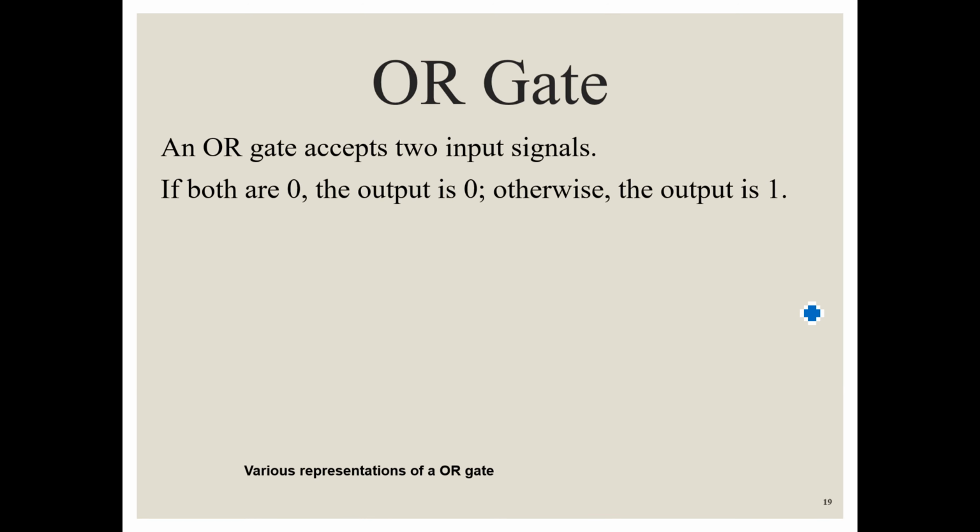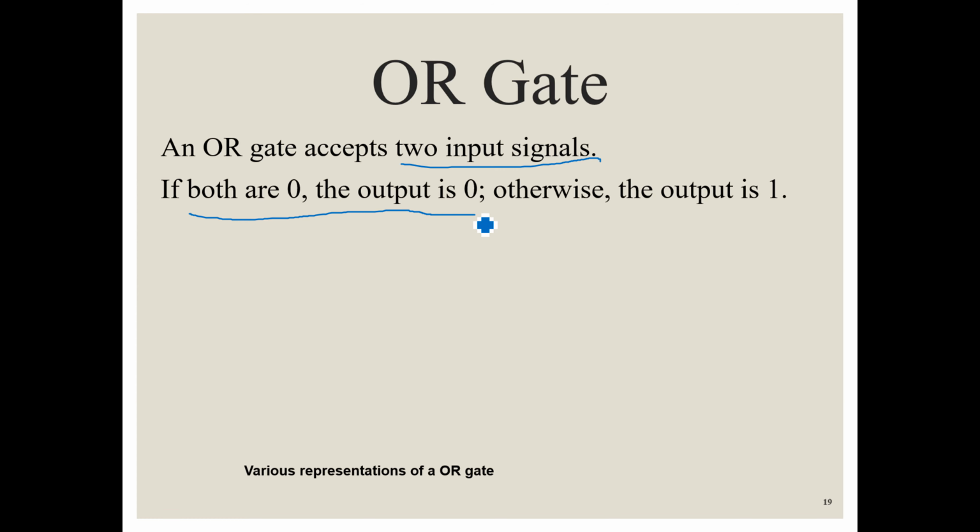OR gate. Let us now see the next kind of gate, that's the OR gate. As I told, all the other gates accept a minimum of 2 input signals except the NOT gate. The NOT gate has only one input signal. An OR gate accepts 2 input signals. The functionality of this OR gate is that if both inputs are 0, the output is 0, or else it is going to be 1.